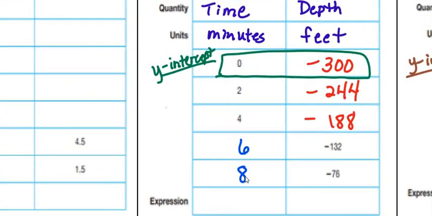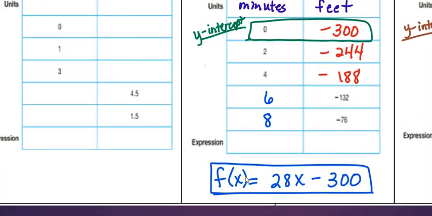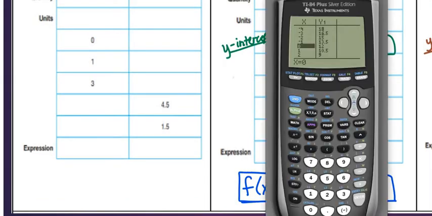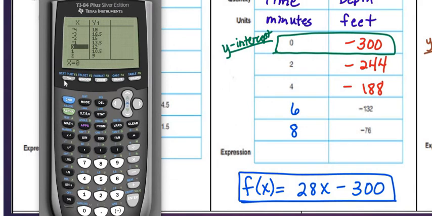Now I'm going to take this right here, and I'm going to take my Wabbit. I'm going to come over here. I'm going to put it in. Put in 28x minus 300. And go to second and graph. And look at my table.